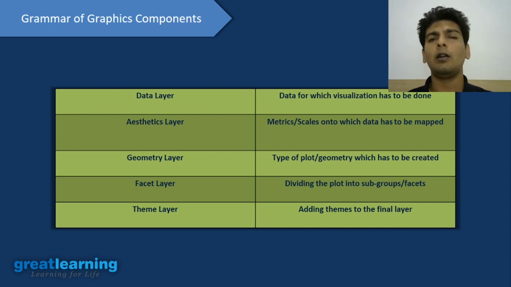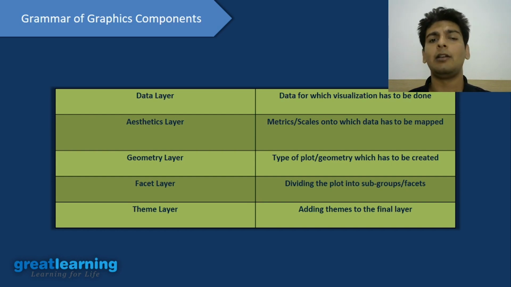So let's understand all of these layers properly. Let's start with the data layer. The data layer is basically the data for which the visualization has to be done. As simple as that. And once you choose the data for which the visualization has to be done, you head on to the aesthetics layer. This is where you map your columns onto different metrics or scales. You have different aesthetics such as the x-axis, y-axis, shape, size, color, and so on. You can map your columns onto all of these aesthetics.